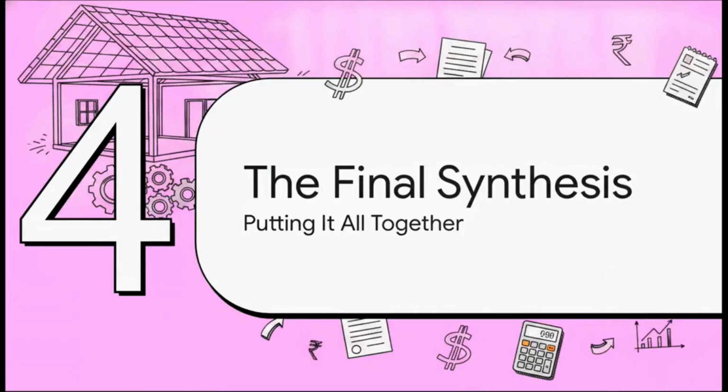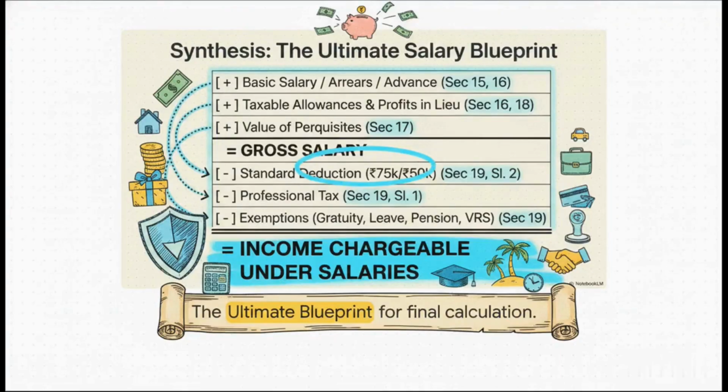And that brings us to Section 4, the final synthesis. This right here is your master formula, the ultimate salary blueprint. First, you aggregate your basic salary, taxable allowances, profits in lieu, and the value of any perquisites. Boom, that gives you your gross salary. From that gross salary, you subtract your standard deduction, so either the 75K or 50K we talked about, along with your professional tax and any specific Section 19 exemptions you qualify for, like gratuity, leave, pension, or VRS. The mathematical figure you're left with, that is your final income chargeable under salaries.